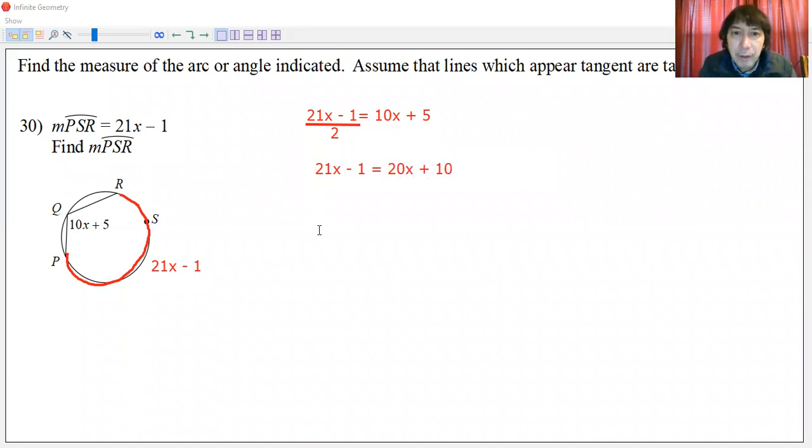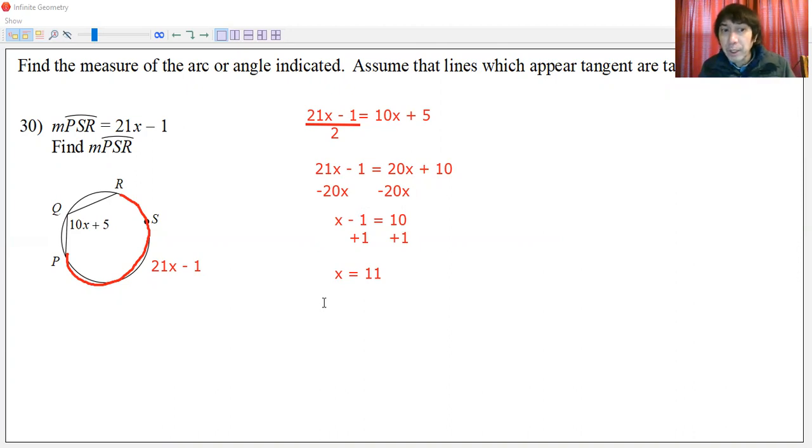Subtracting 20x from both sides, our next line will just be x minus 1 on the left, and the right side is just 10. And x is 11 after adding 1 to both sides. Our x is equal to 11. All right, so we're asked to get the measure of the arc PSR.